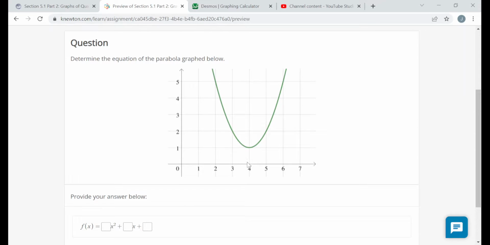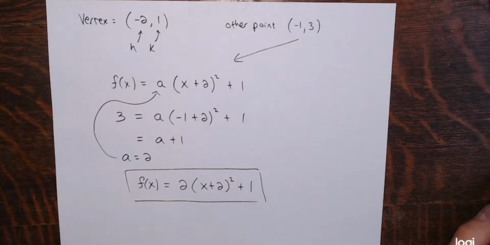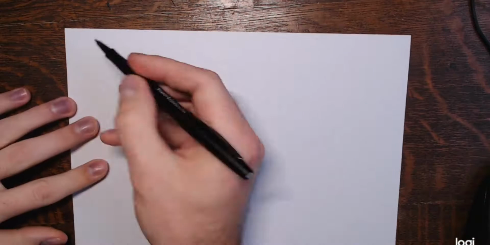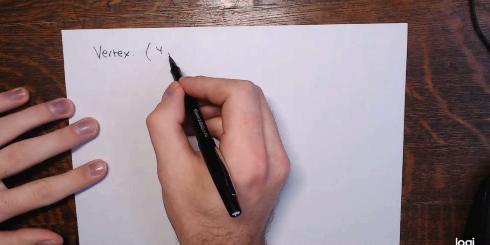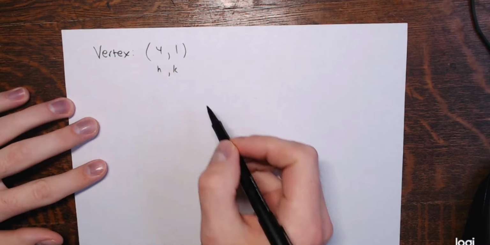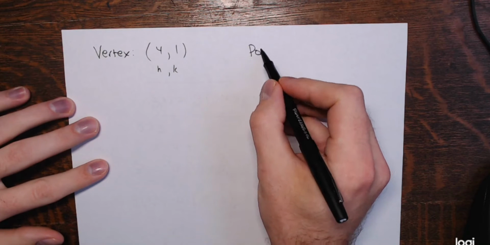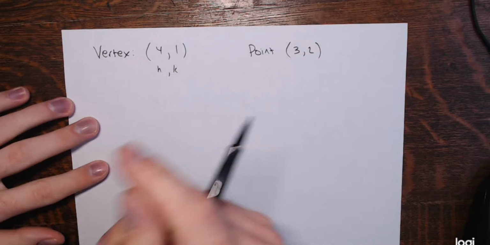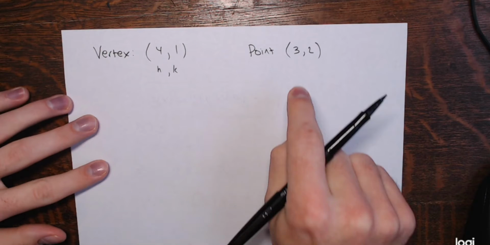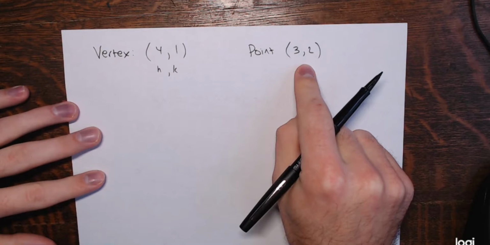So here, the vertex is 4, 1. And it looks like 3, 2 is also on the graph. Or you could use 2, 5, but I'll use 3, 2. Let's flip this over. So the vertex of this parabola is 4, 1, right? So that's the h and k. And another point on the graph, 3, 2. Again, you can use other points that you see if you wish, but I'll use these coordinates to help me find a.